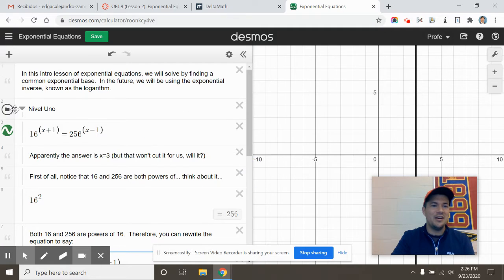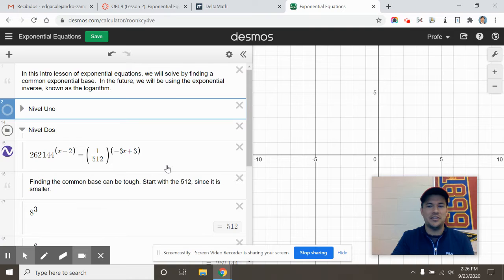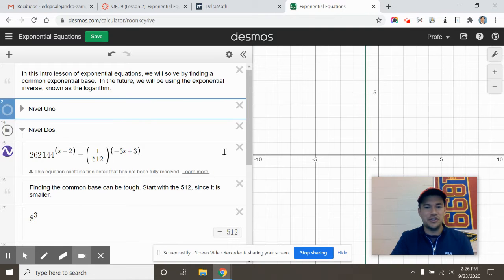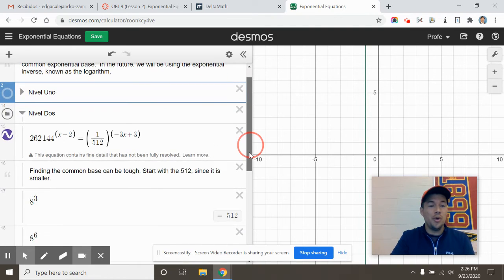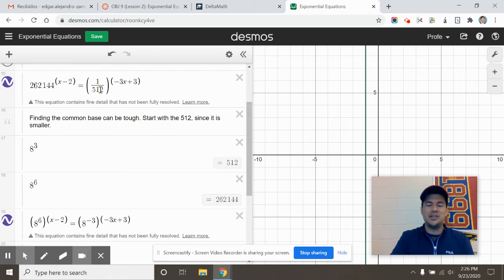Let's move on to level 2. Once again, you can graph it to find the answer. Apparently, the answer is -1. Let's see why. So 262,144, as well as 512. I'm not going to look at this as 1 over 512; I'm just going to look at it as 512 because I know that it's the reciprocal, so it'll be a negative exponent. Regardless, I need to think what number would give me 512 as an output, also 262,144.